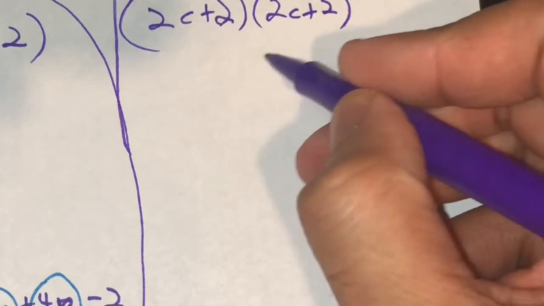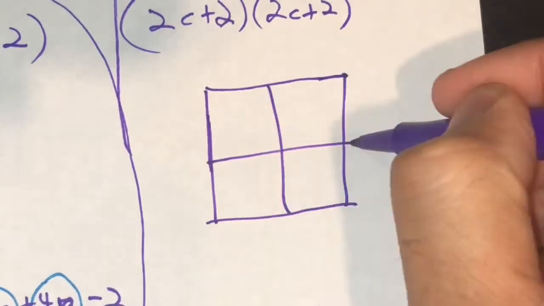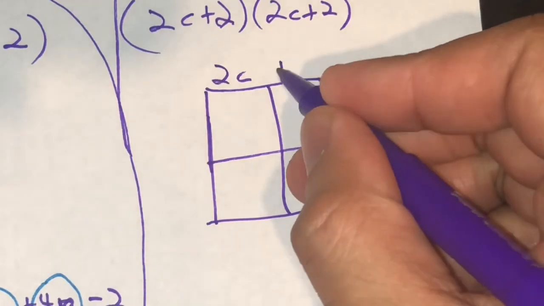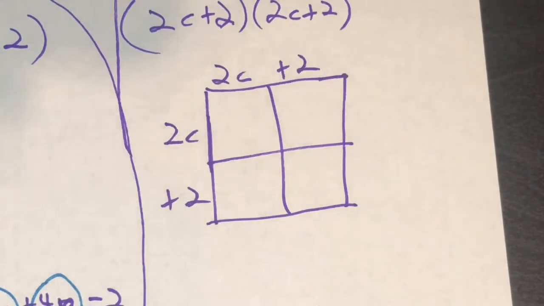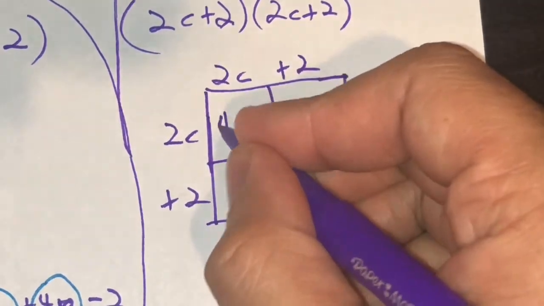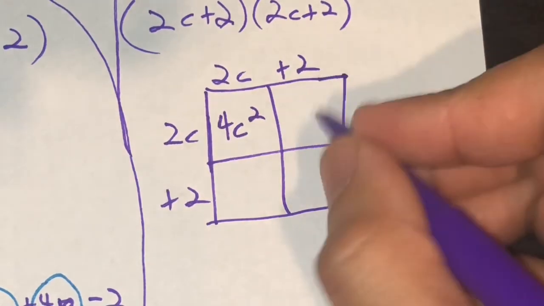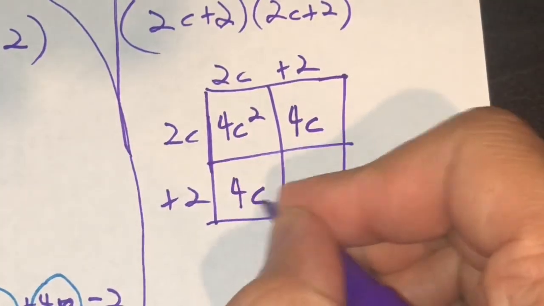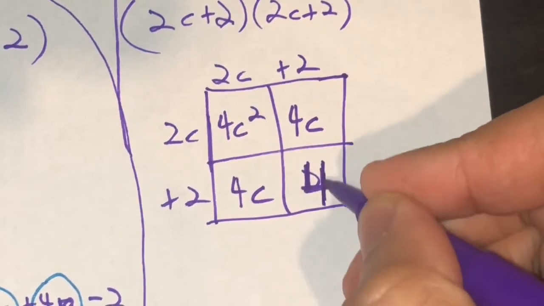Okay, so with this I have 2 and 2. So I'm gonna make a box that is 2 by 2. I'm writing 2c plus 2 right here, and then I'm writing 2c plus 2 down here. And I'm doing the same thing I just did. Multiply 2c times 2c, I get 4c squared. 2c times 2, I get 4c. 2c times 2, same thing, I get 4c. 2 times 2, oops, is just 4.